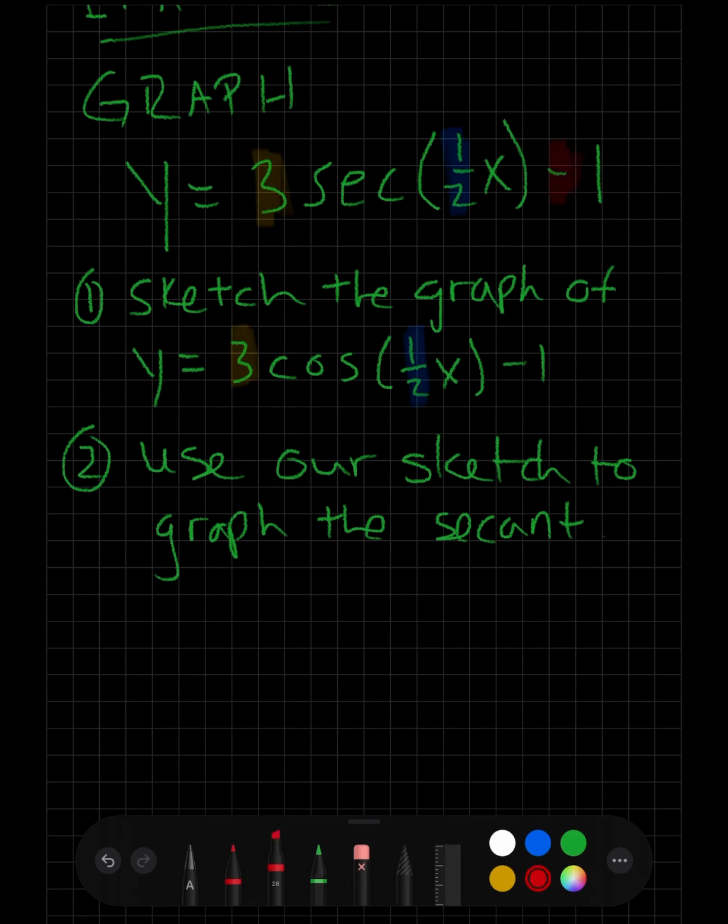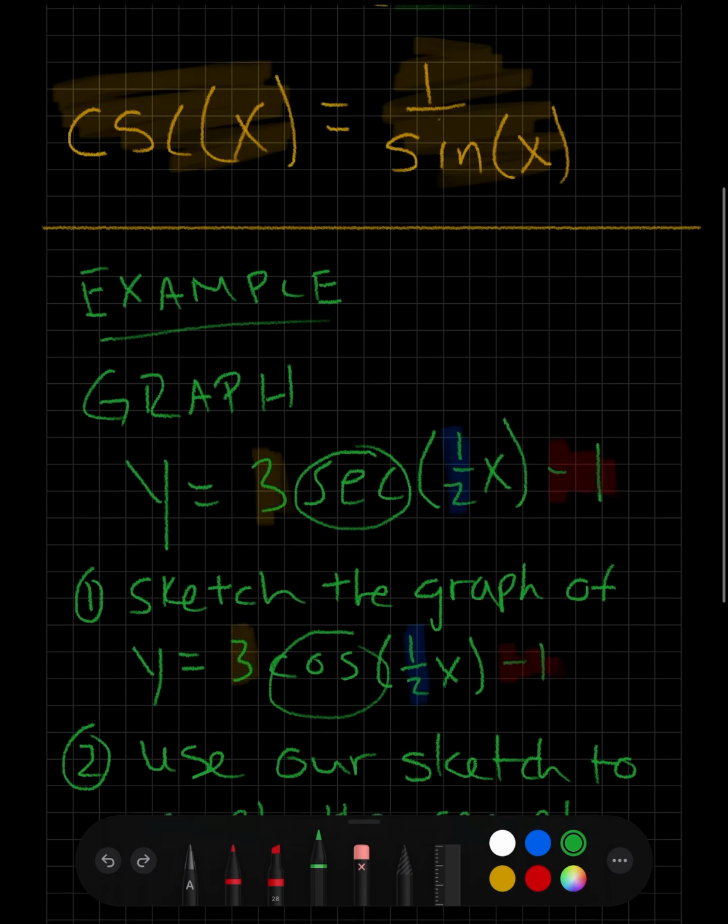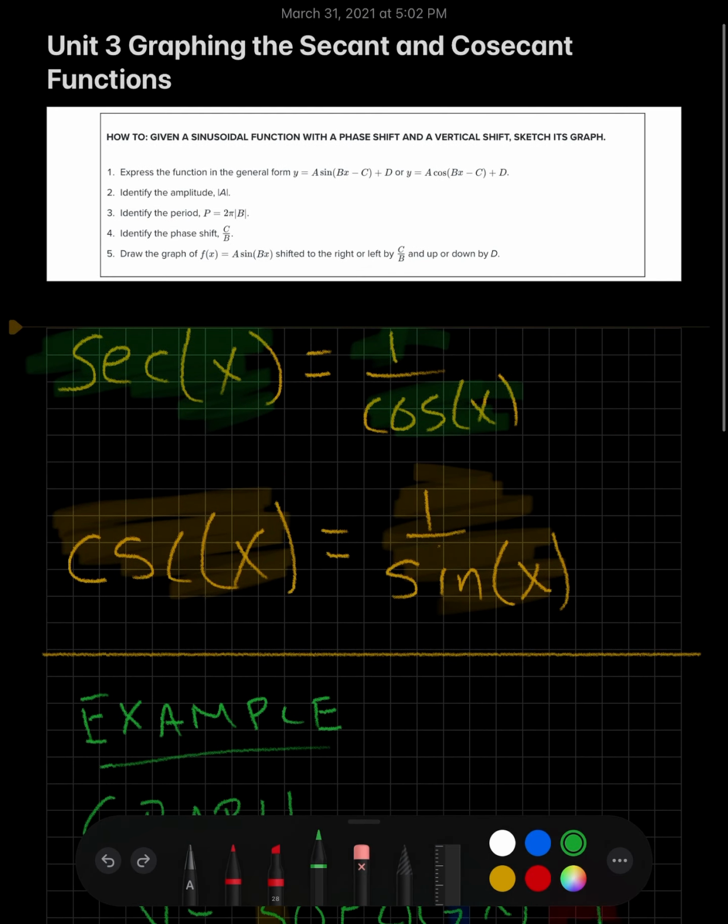My C value, I don't see a C value. There's no C in this one. But I kept my D value the same. The only thing I changed was I changed secant to cosine. So this is the associated cosine that goes along with my secant graph. And when I graph this, I will be able to tell you everything you need to know about that secant graph.